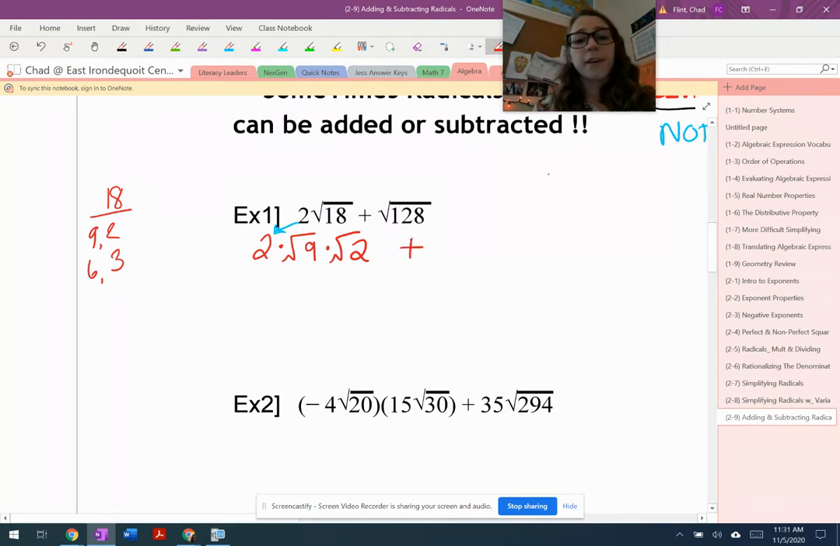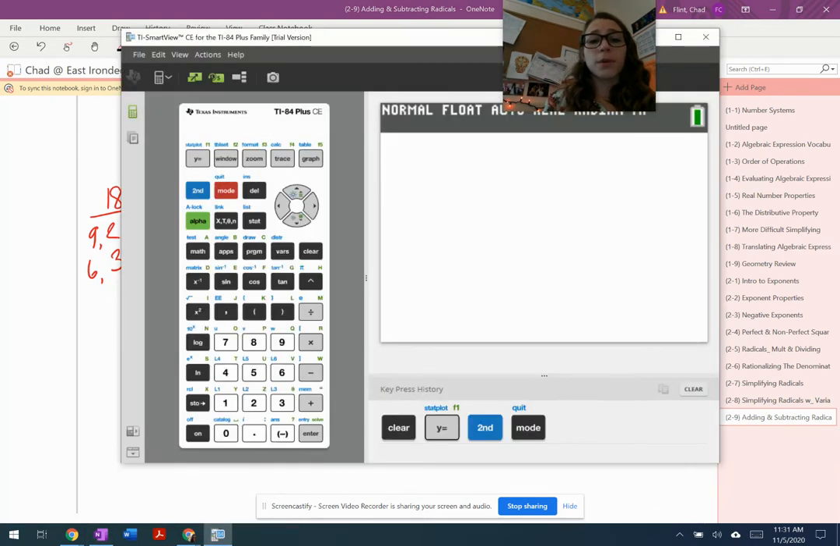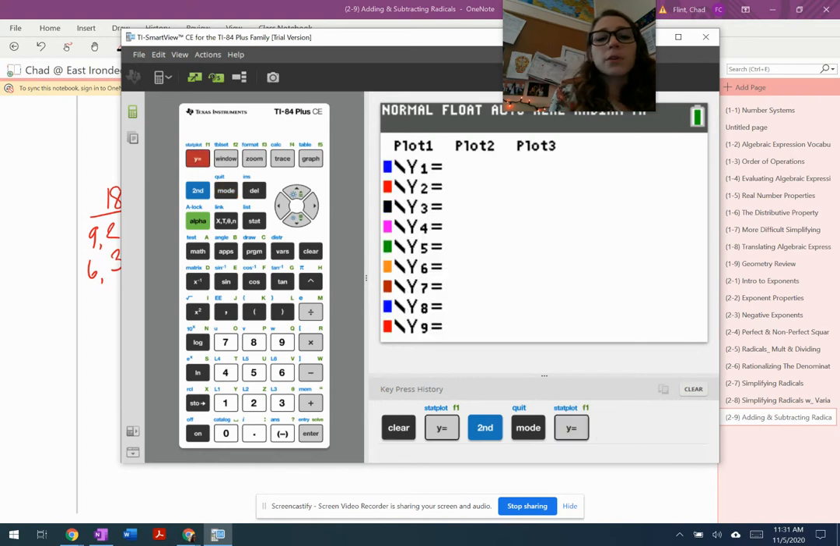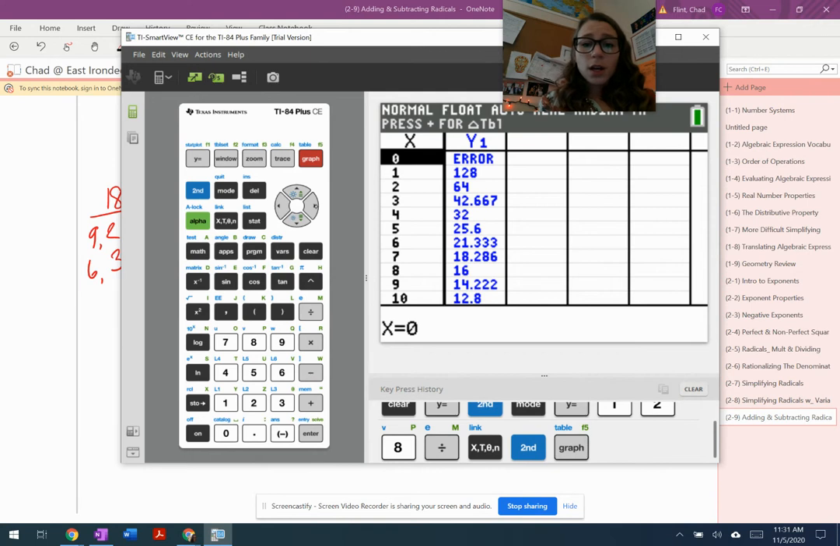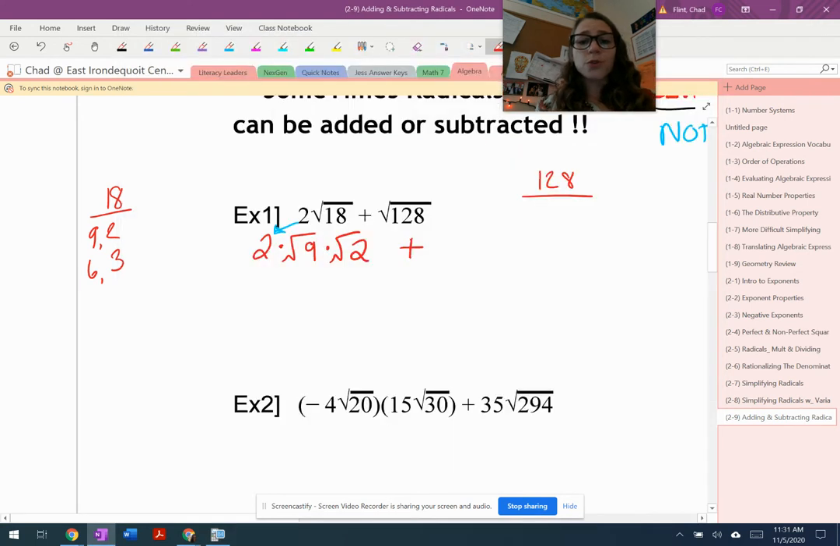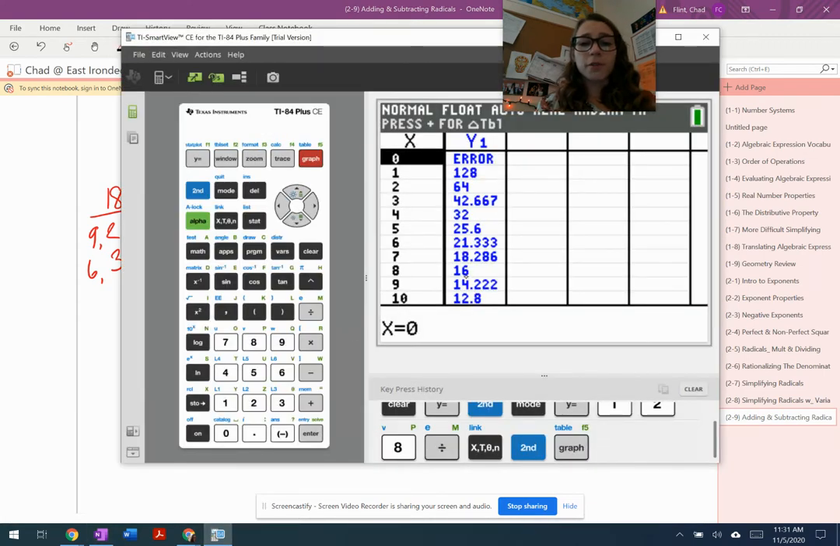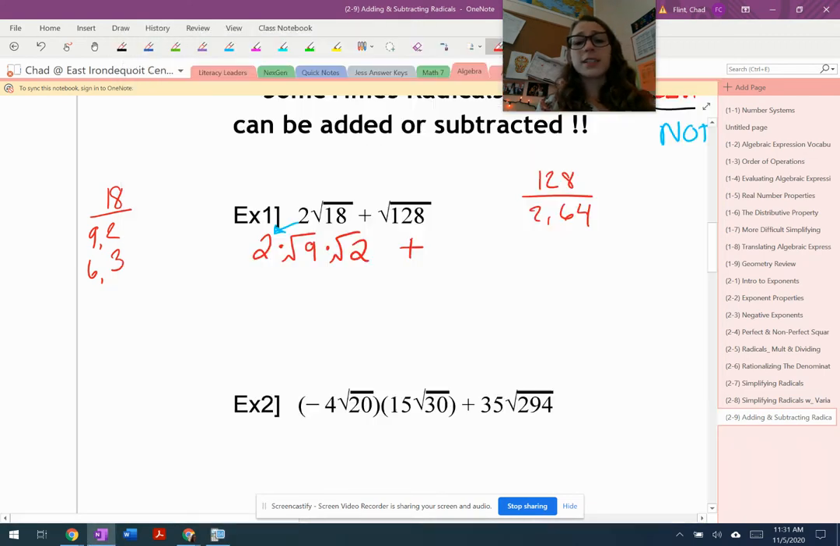Now I need to look at my factors of 128. Those are not so easy to do in my head, so I'm going to jump to my calculator. Hit that Y equals button, 128 divided by X, second, and table. So I've got 1 and 128. Ooh, 2 and 64. I'm thinking that's going to be a good one because 64 is a large perfect square. I do have 8 and 16 that I can use, but again, remember, I want the largest one. So that 2 and 64 is the one I'm going to use.